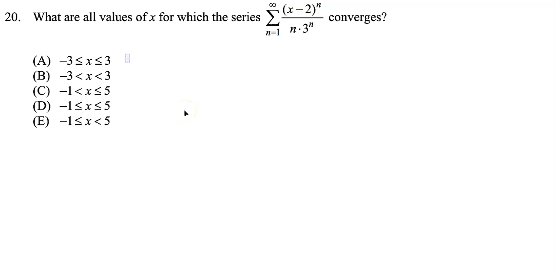Welcome friends, in this one let's answer these questions from the 1997 AP Calculus BC multiple choice section. What are all values of x for which the given series converges: A, B, C, D, or E? We have to choose one. Let's begin by doing the ratio test.